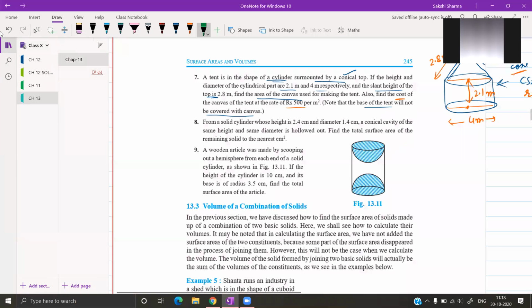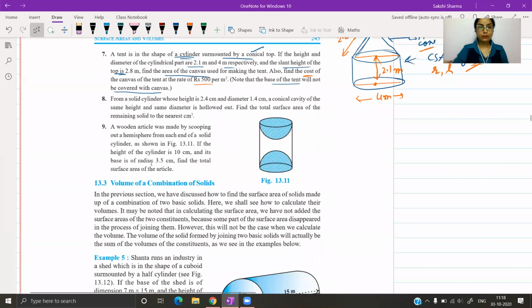Question number 8. From a solid cylinder whose height is 2.4 meters and diameter is 1.4 meters, a conical cavity of the same height and same diameter is hollowed out. Find the total surface area of the remaining solid to the nearest centimeters.